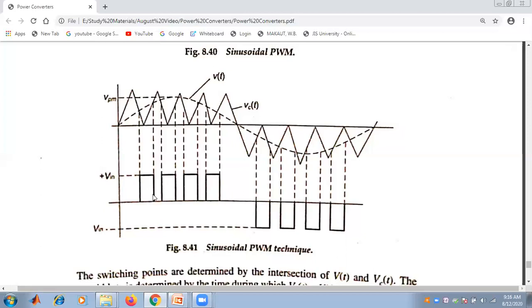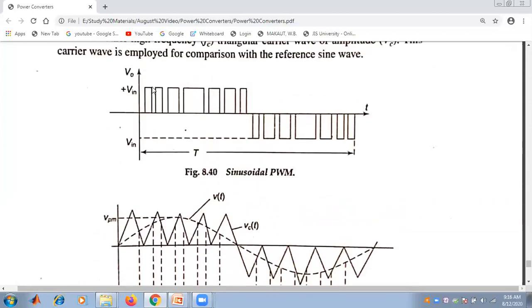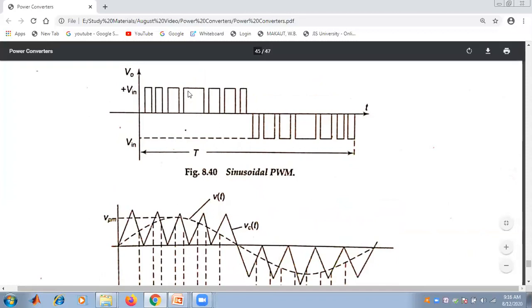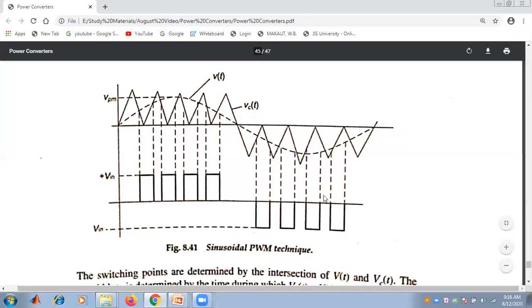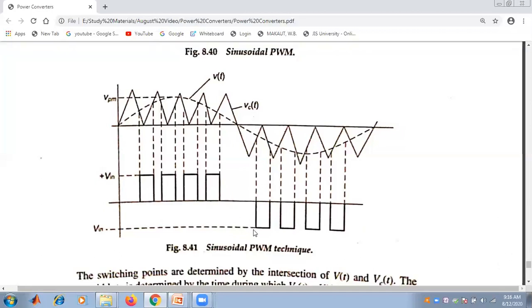In this way, the entire input pulse width, or say the output, is obtained. So this is the general concept of the sinusoidal pulse width modulation technique. When Vct is less than Vt, we obtain the width of that particular pulse.